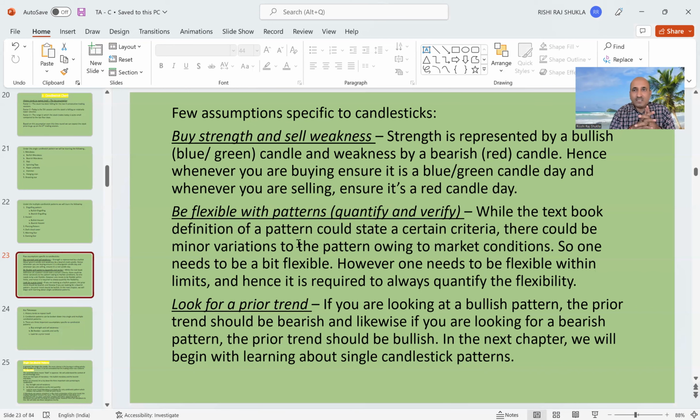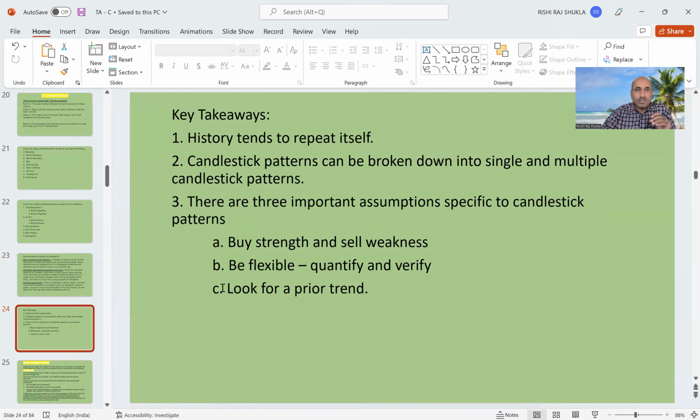Look for the prior trend. We must look at the prior trend and see how it is happening. If you are looking at a bullish pattern, the prior trend should be bearish. Likewise, if you are looking for a bearish pattern, there should definitely be an uptrend before. So we have to see it in context, and we will discuss all those things in detail in future sessions.